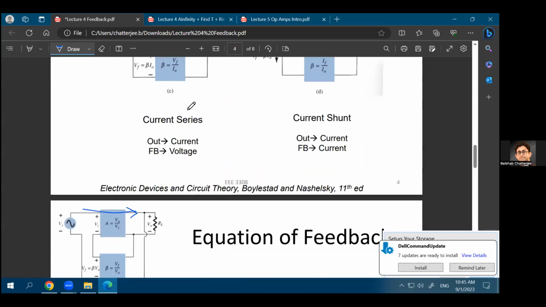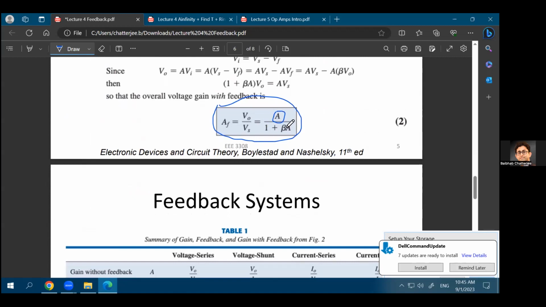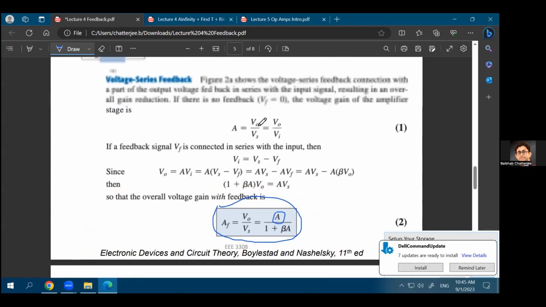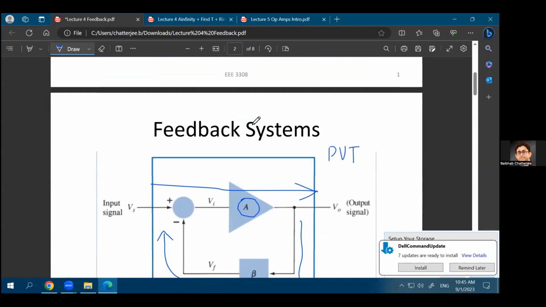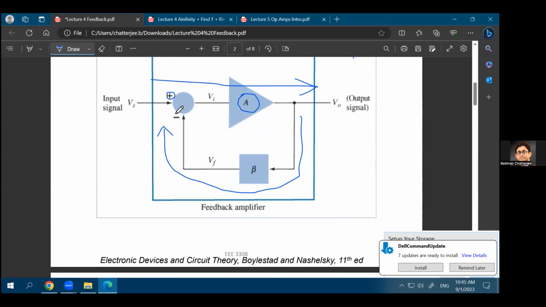So what happens in a negative feedback system is that eventually you end up with this equation, A divided by 1 plus A beta. If it were a positive feedback system, this equation would have been A divided by 1 minus A beta. Again, that depends on whether you have a positive here and a negative here.